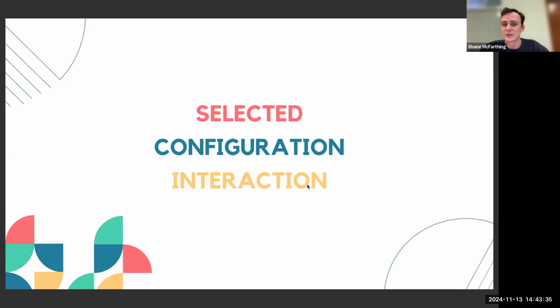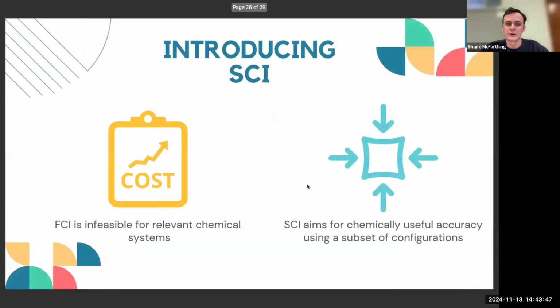And this is selected configuration interaction. It basically builds off of the full configuration interaction method and is another way of trying to reduce the computational cost of FCI. So the reason why we consider this, as I said, is that FCI is infeasible for the systems that we really want to study because of the exponential scaling. But what SCI does is it tries to retain chemical accuracy. That's just a certain threshold of accuracy in our answers that people will use as an acceptable level.